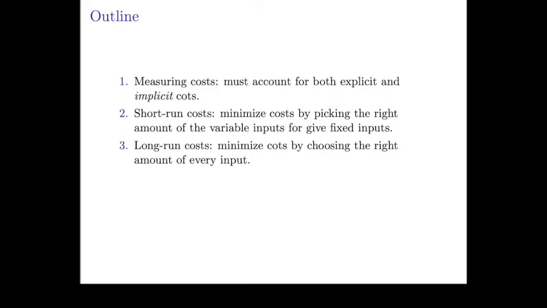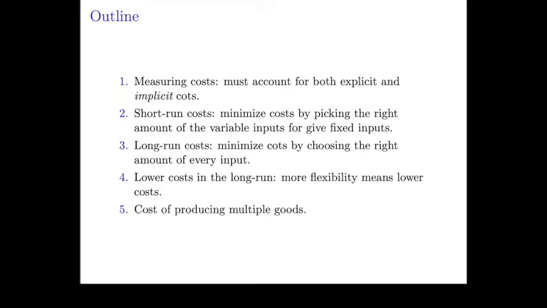Then we'll talk about long-run cost minimization. Then we'll talk about how costs are lower in the long run than they are in the short run. In other words, to produce the same thing in the long run, it would cost you less than it would in the short run. And finally, we'll talk a little bit about how the cost of producing multiple goods varies from the cost of producing those goods separately. So that's a quick outline of what we're going to do in this chapter.